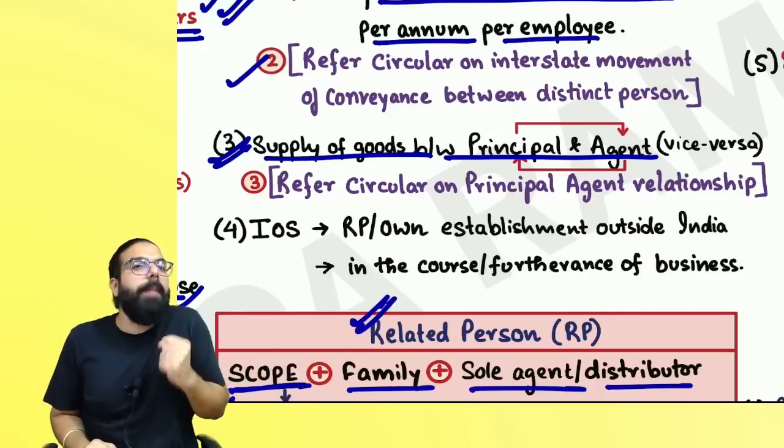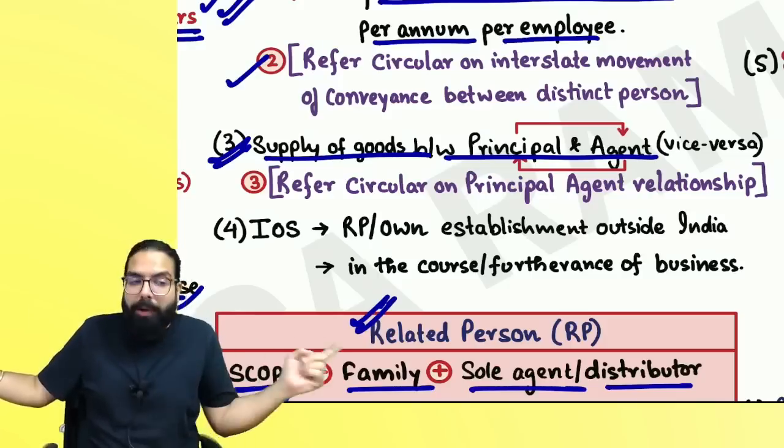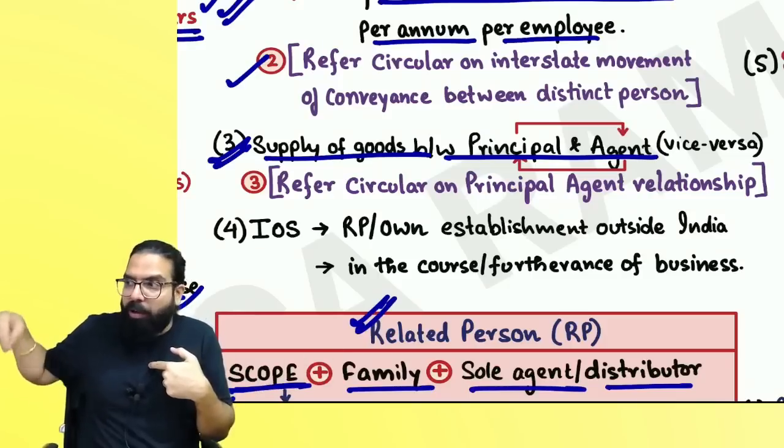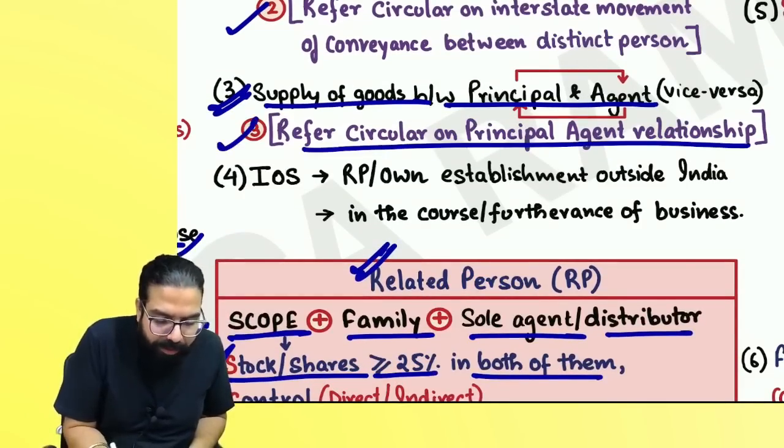I bought the goods in my name and I send the goods to the principal. Because the buying invoice was in my name, this will also be a supply. That is what is being told. And then they are going ahead and telling to refer the circular on principal and agent.